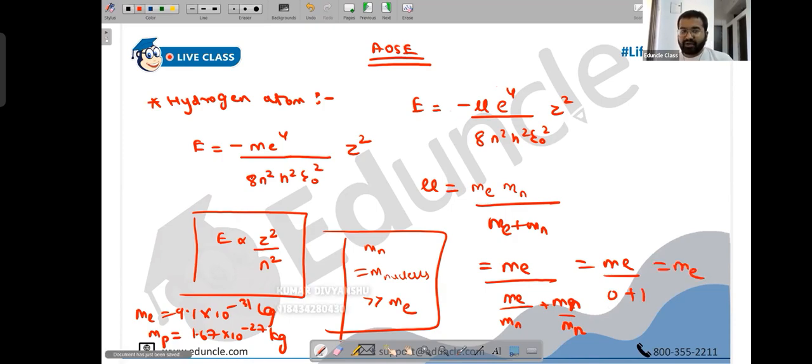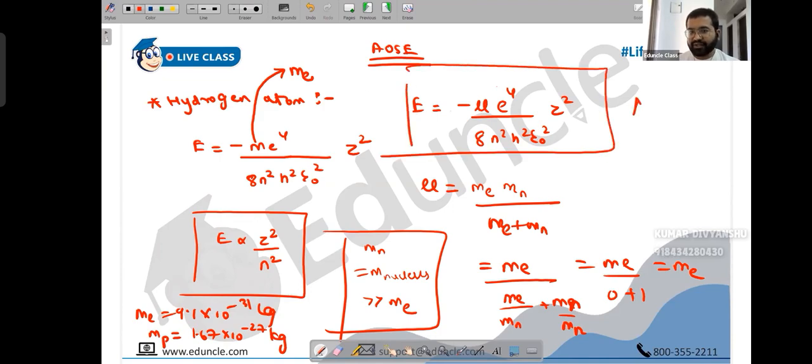Hence, in the hydrogen atom, this mass is the mass of the electron. But the general formula has a reduced mass. We have taken the example of positronium to understand that the reduced mass is not me. You remember what the reduced mass is in that case? It is me by 2. Yes, me by 2. Make a note, please.